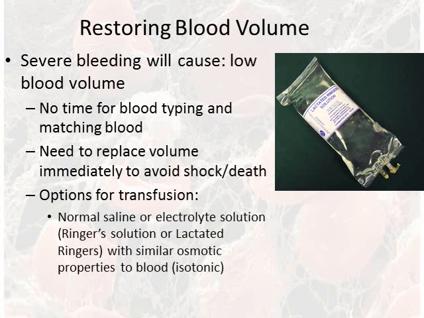And lastly, if we do have a bleed, lots of bleeding, then we lose lots of blood. And the number one concern is not oxygen. The number one concern is blood pressure. If we have really low blood volume because of losing a lot of blood, the number one concern is getting blood volume back up. So there's no time to figure out what kind of blood they need, no time to match the blood. They just need to get volume back up so blood pressure can be restored.